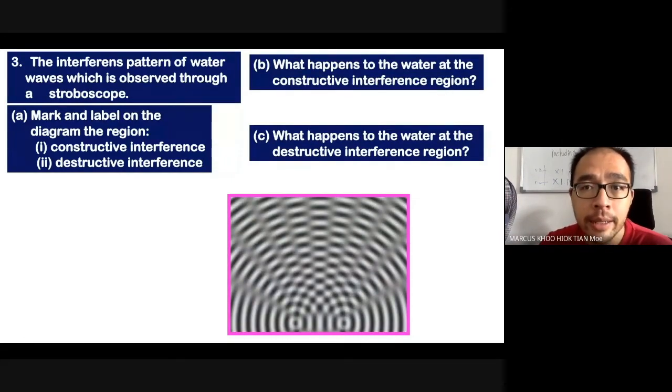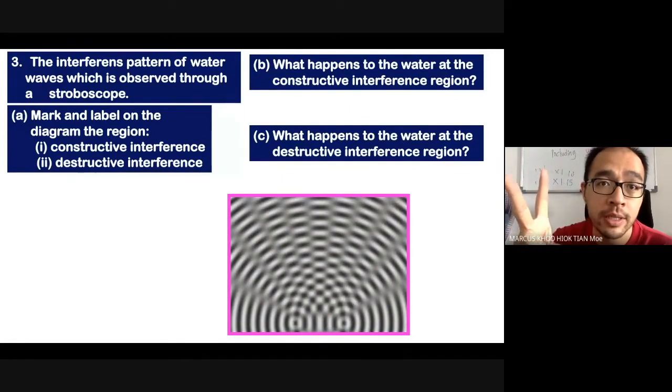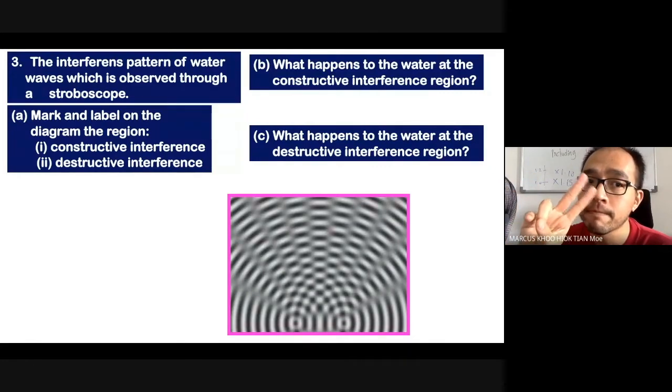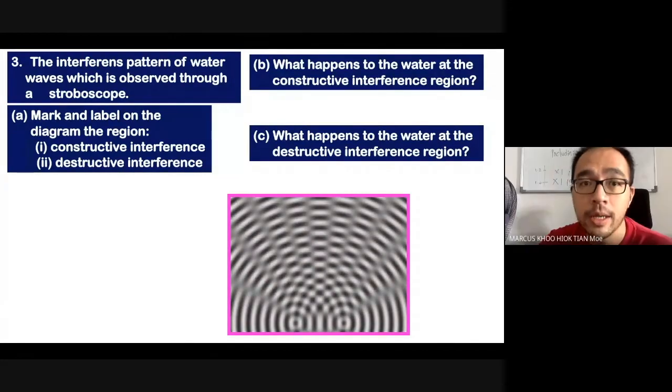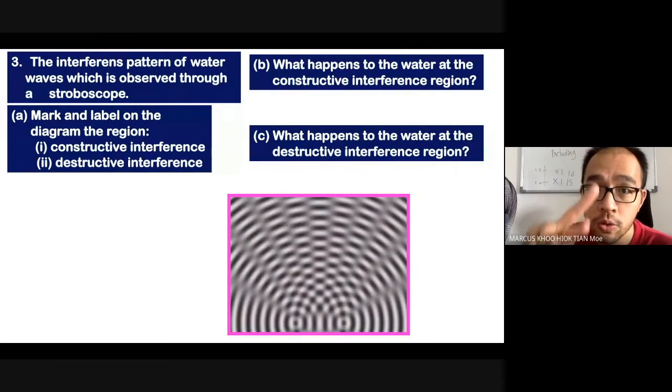Let's mark and label on the diagram the region of constructive interference. Now, tell me, there are two types of constructive interference. What causes constructive interference to happen? Anybody? Two crests and two troughs. Okay, either two crests or two troughs when they superpose.